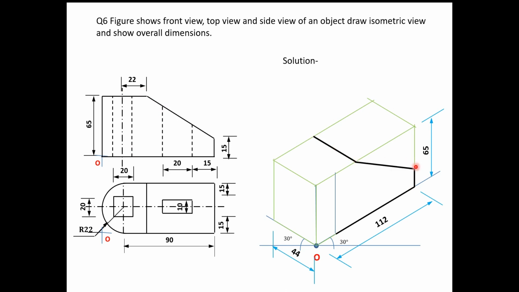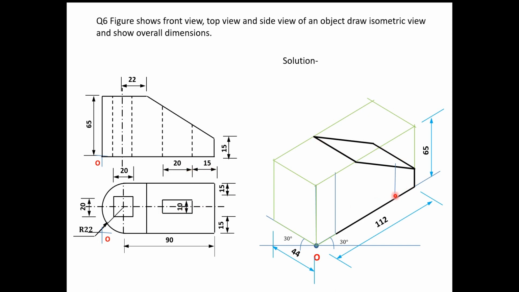Join this. Again this edge is parallel to this edge. These two edges are parallel to each other. So here also it is parallel to each other. So we have completed this. Next, what is remaining? The hole is remaining. So what is the hole? It is 15 mm from this distance.